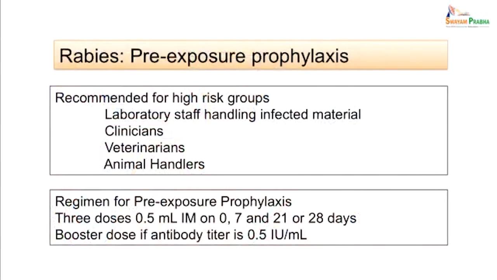Pre-exposure prophylaxis is recommended in high-risk groups. It is usually recommended for laboratory staff handling infected material, clinicians attending the patients, veterinarians and persons who handle animals. The regime for pre-exposure prophylaxis includes 3 doses of 0.5 ml of vaccine administered intramuscularly on days 0, 7 and 21 or 28. The booster dose is given after 6 months if the antibody level after 6 months is less than 0.5 international units per ml.